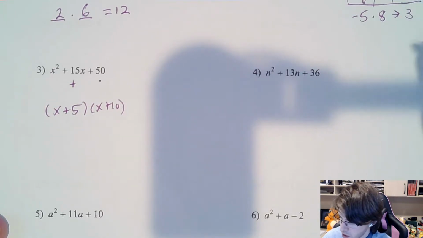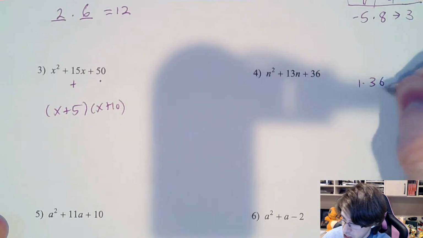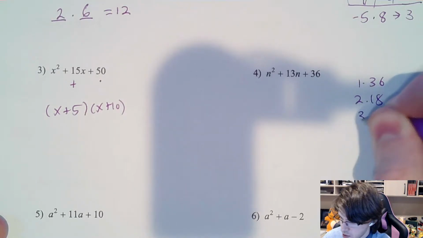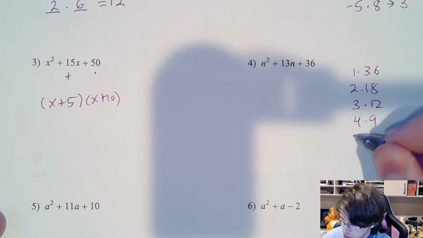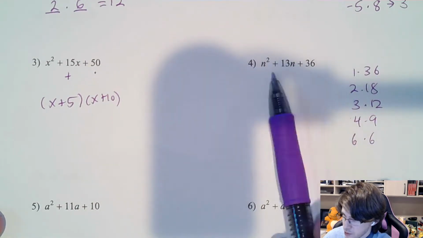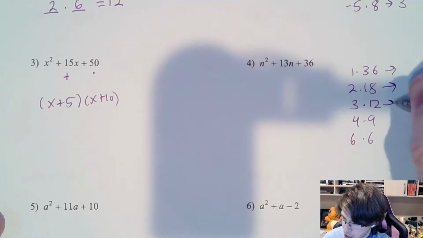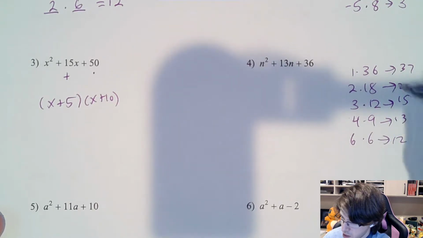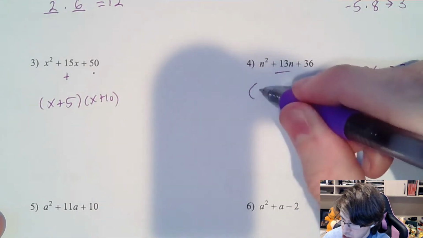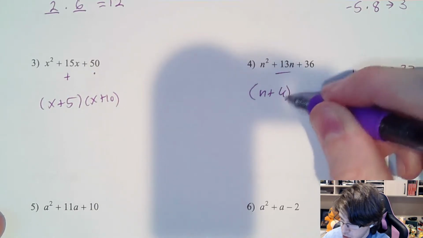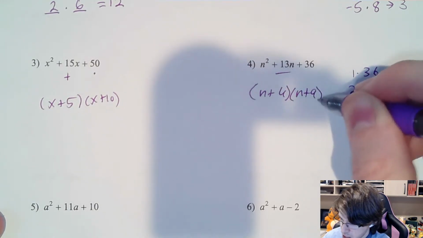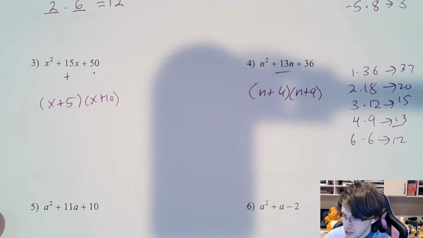Number 4, yet again, I'm just randomly deciding which ones I'm doing off to the side. This one I'm going to do the longer way. 1 times 36, 2 times 18, 3 times 12, 4 times 9, 5 doesn't work, and we got 6 times 6. They're both positive, so these are both positive. That means we're going to add up right away. No negative signs anywhere. So we got 37, 20, 15, 13, and 12. Boom, we found our match. n plus 4 times n plus 9. Easy peasy.